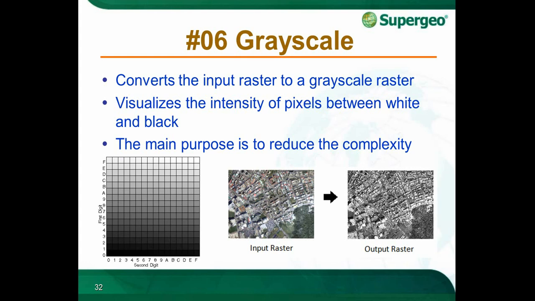The main purpose is to reduce the complexity of the original data, or if our process needs to increase the contrast of the input raster. It visualizes the intensity of the pixels between white and black, because the data is otherwise full of other colors. If we just want to find a pattern, or want to classify, you can use the grayscale tool to convert the original color data set into a grayscale data set.